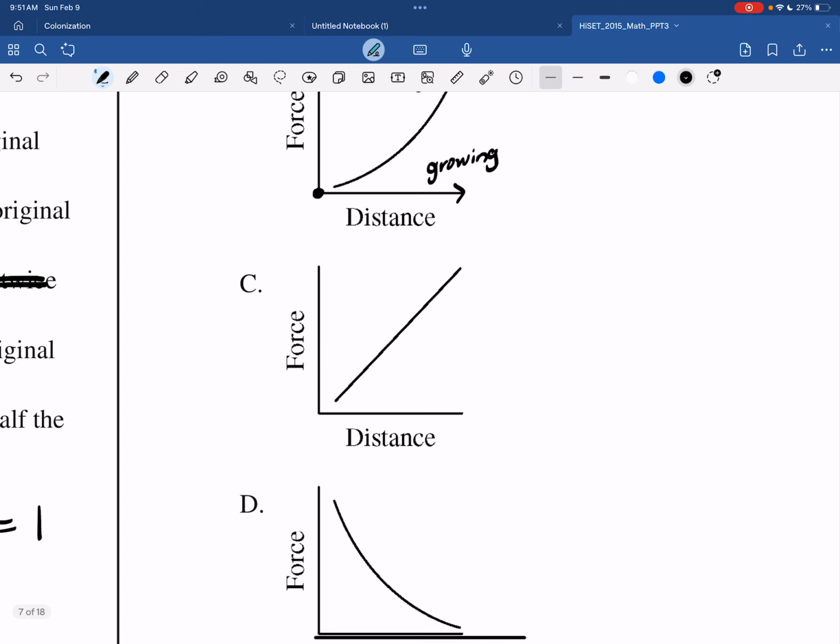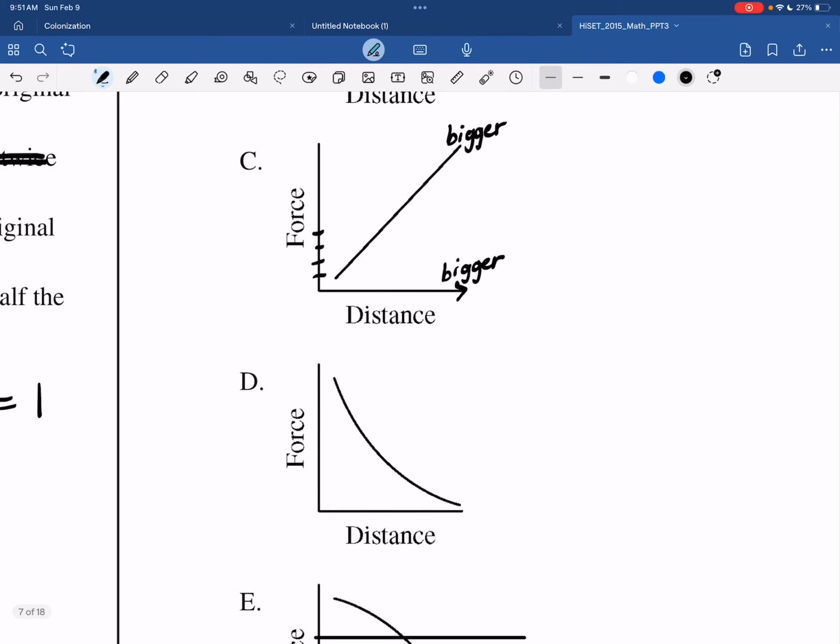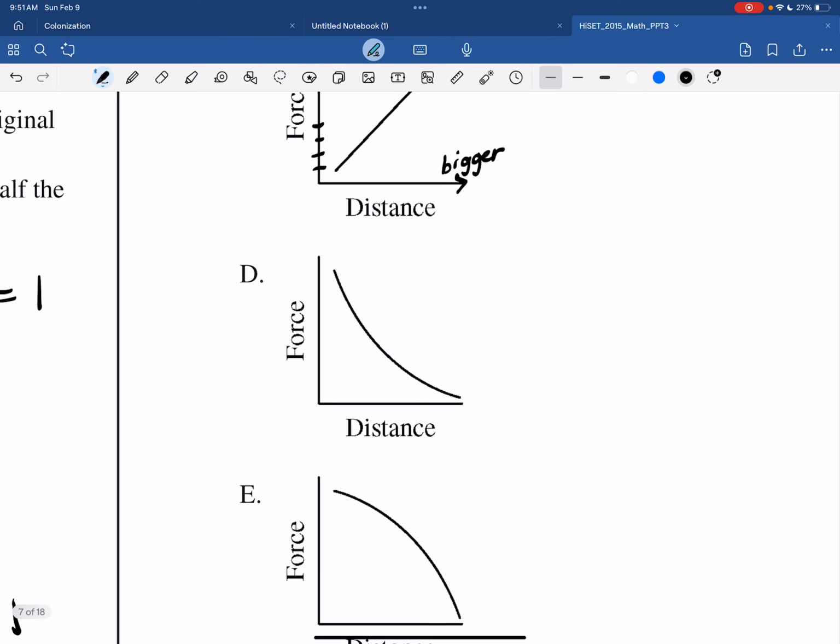Okay, in this one, as we move this way, as distance grows, what is happening to force? It is also growing, and this perfectly straight linear graph tells me that it's growing at a constant rate. So not only is it growing, it's growing the same amount every time. But again, bigger and bigger is not what we want. We're looking for bigger on distance, smaller on force. So D, you can even see that the direction changes. And this is what I'm looking for.